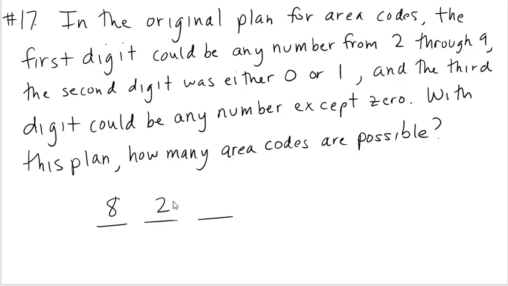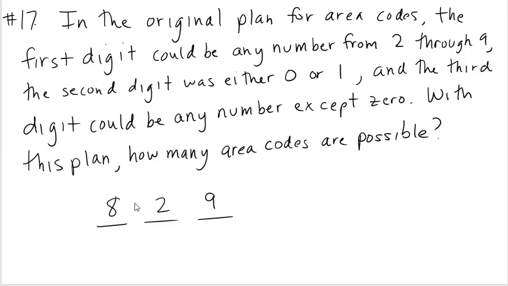The number of options goes into the blank. I'm not going to use either of those numbers. I'm going to use the total number of choices. I have 2 choices. And the third digit could be any number except 0. And when they say number, they mean digit. So those are the digits from 1 to 9. So there are 9 options there.